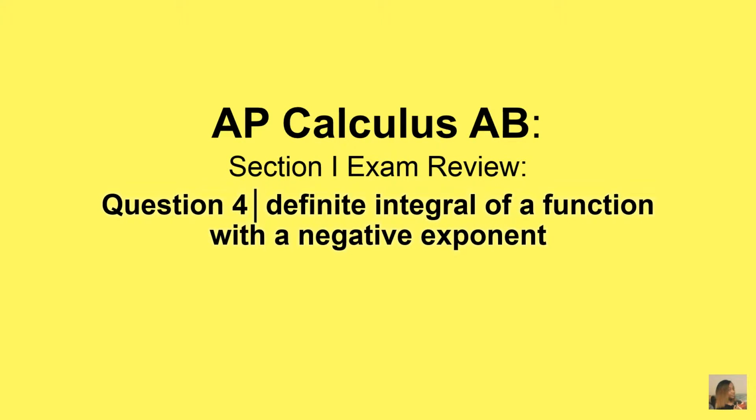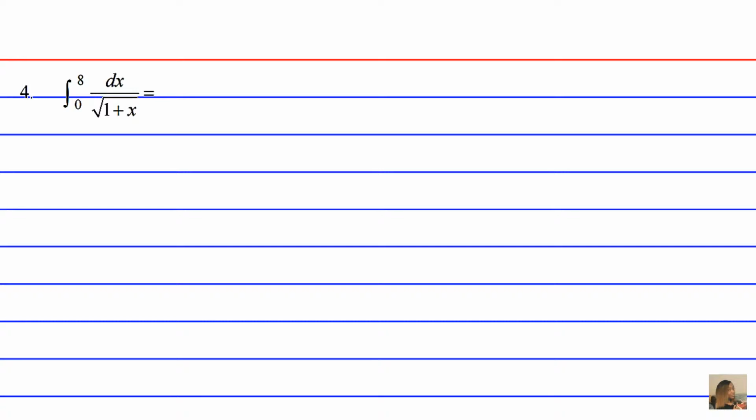AP Calculus AB, Section 1 Exam Review. Question 4. Find the definite integral of a function with a negative exponent. So, what is the integral from 0 to 8 of dx over the square root of 1 plus x? Is it A, 1, B, 3 over 2, C, 2, or D, 4, or E, 6?